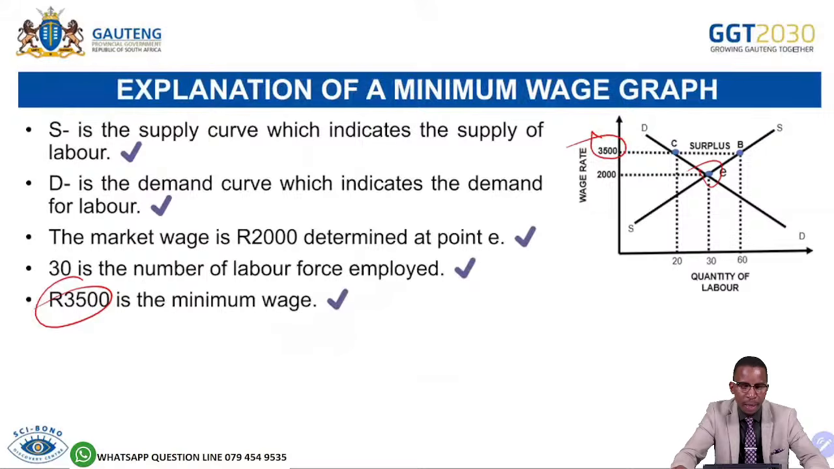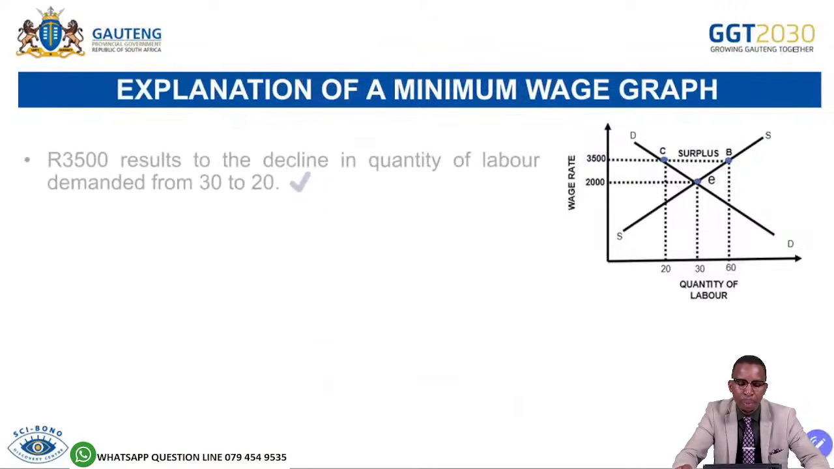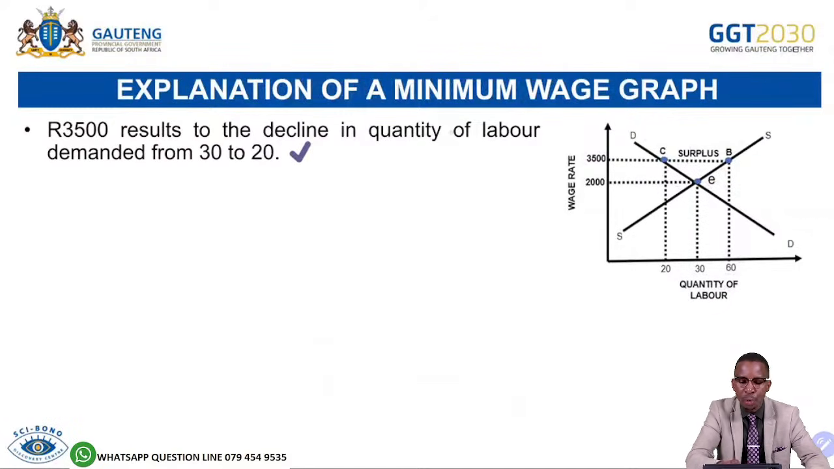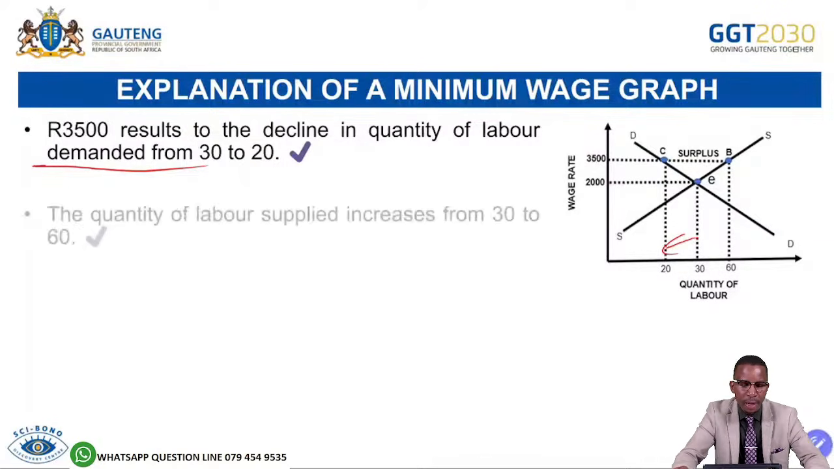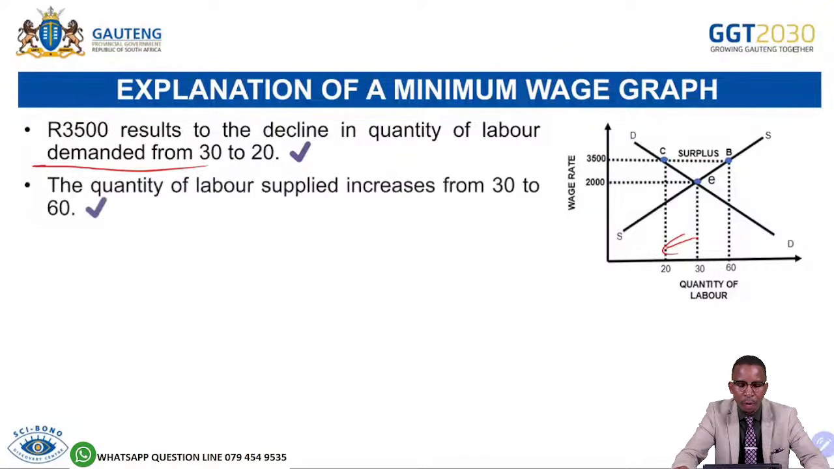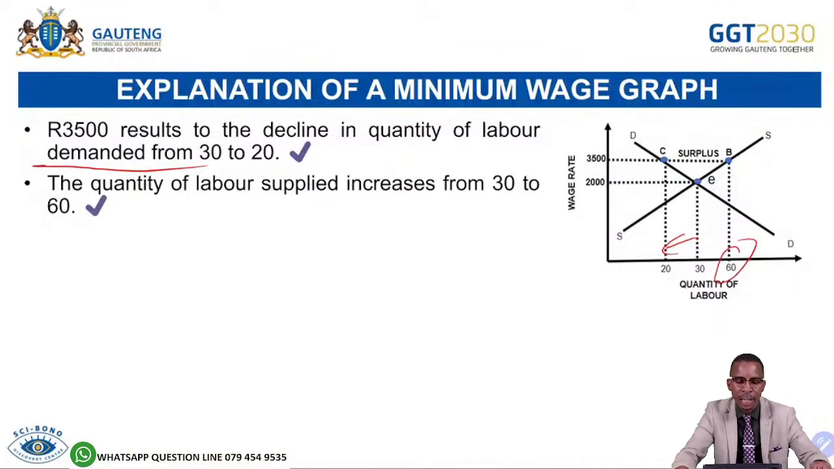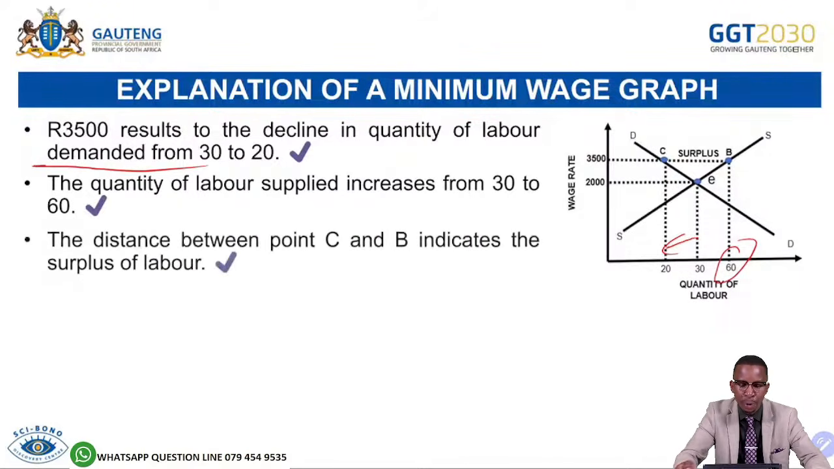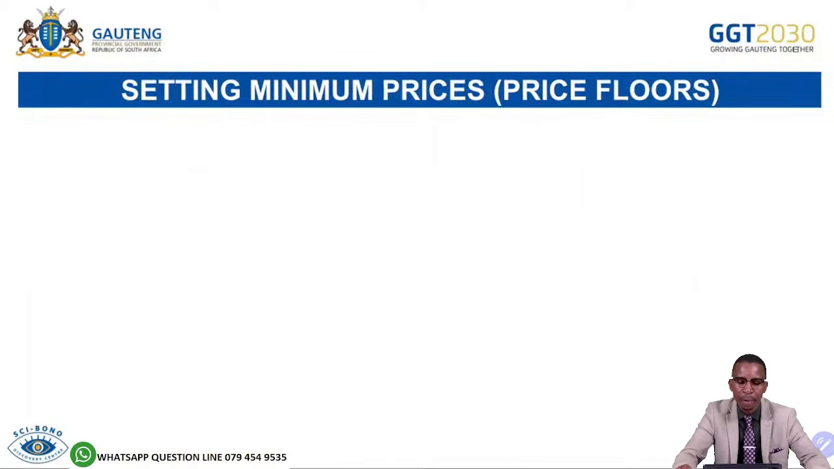There it is. What happens if minimum wage is in place? It results in a decline in the quantity of labor demanded. You can see it declined from 30 to 20. The quantity of labor supplied increased to 60 because people are motivated to work due to the fact that they will be earning reasonable salaries. The distance between C and B indicates the surplus of labor.